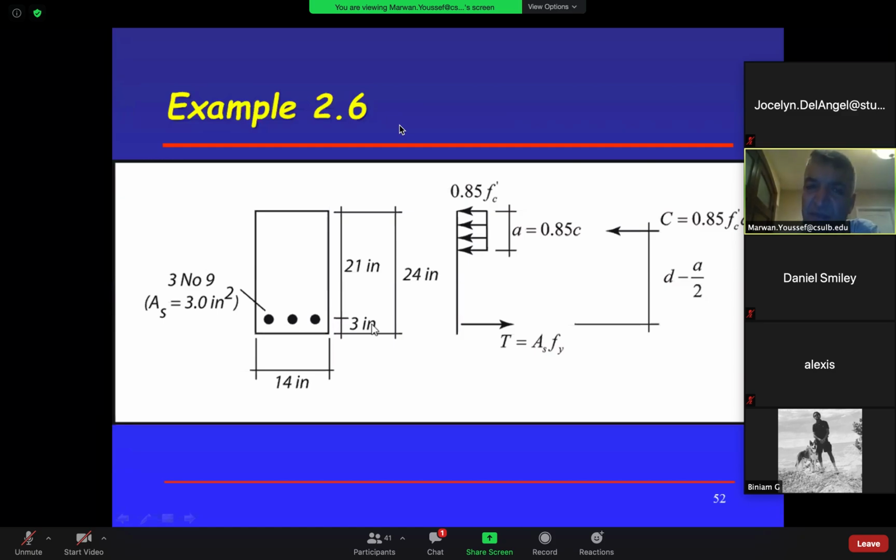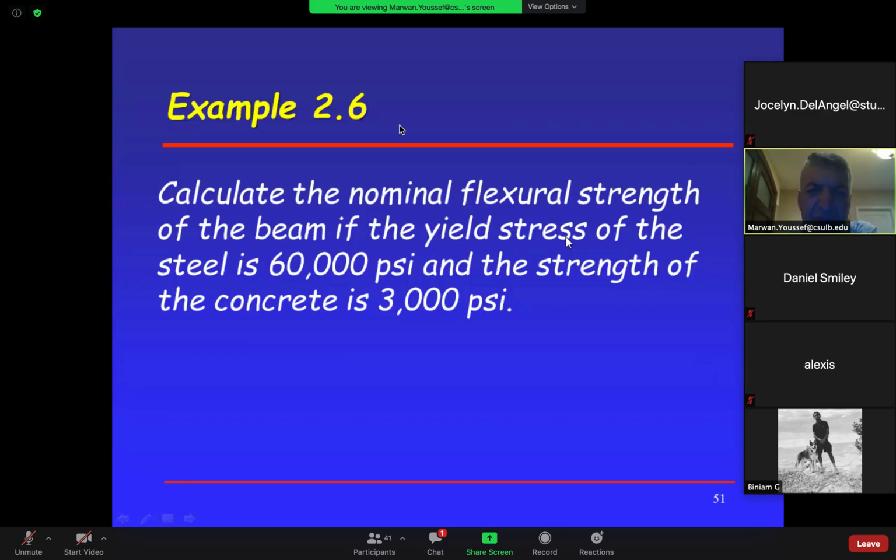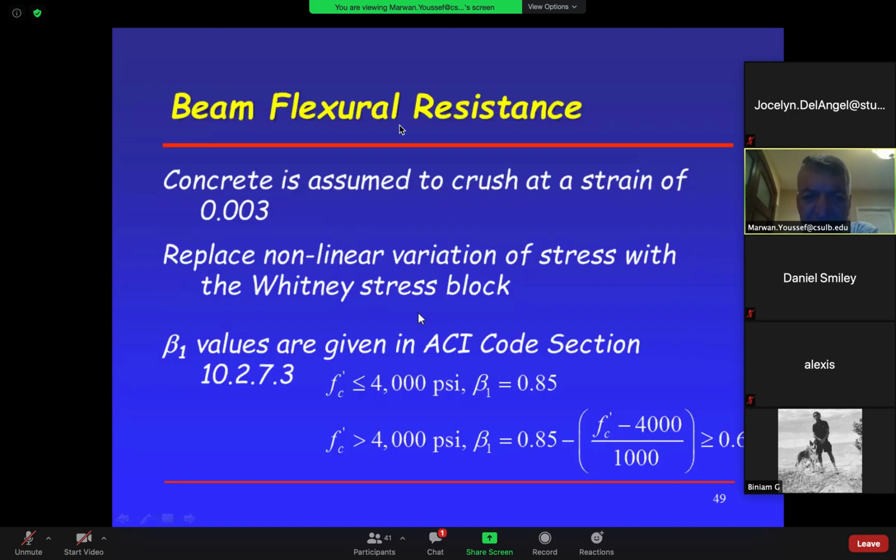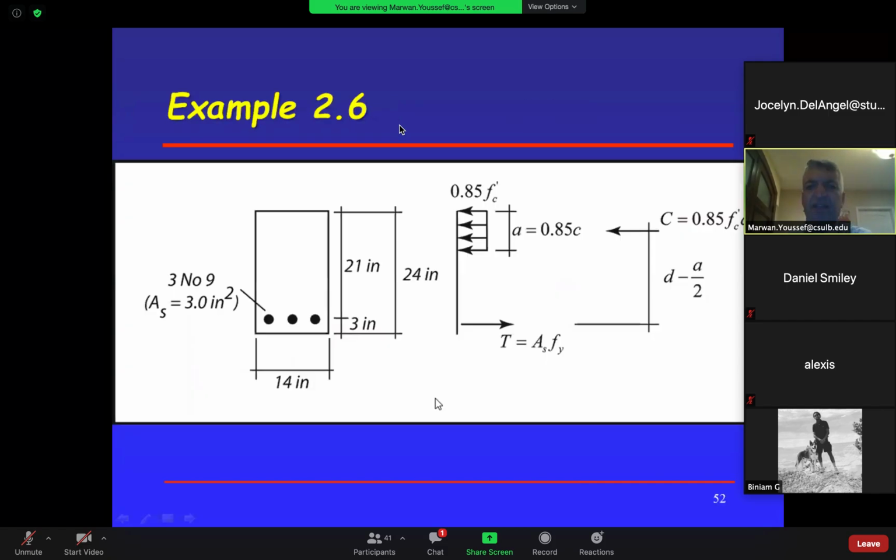There's our stress block in compression, 0.85 f'c. This is the depth of this stress block, a equals beta 1 times c. Here he already put beta 1 is 0.85. Why? Because look, f'c is 3,000, it falls in here. f'c less than 4,000, beta 1 is 0.85. So he put that 0.85 times c. This is T equals As Fy.